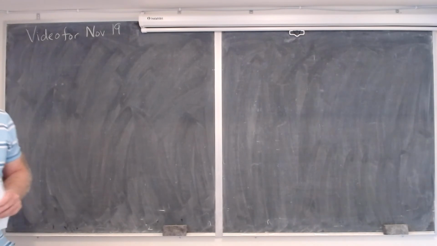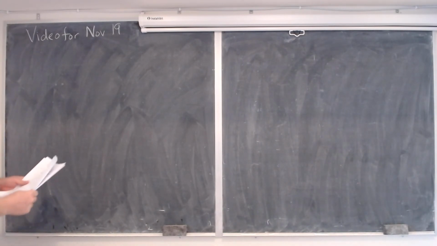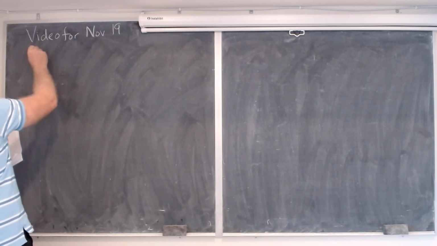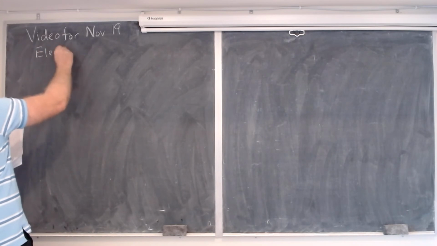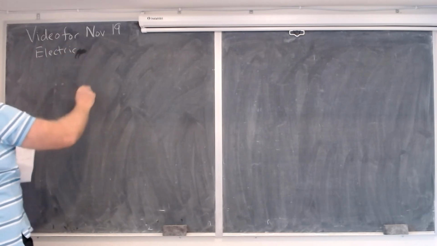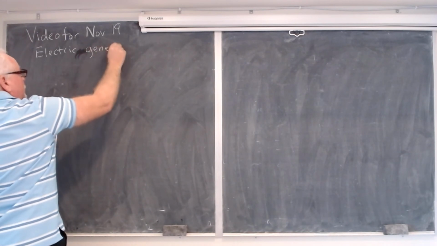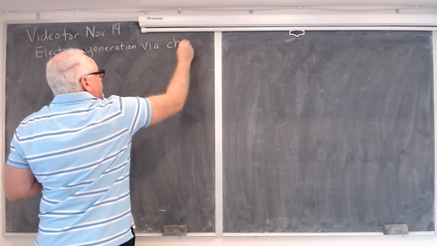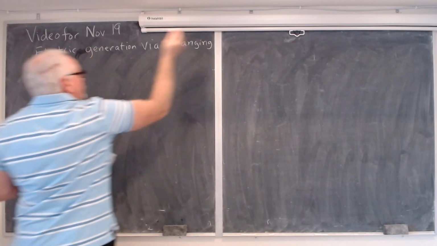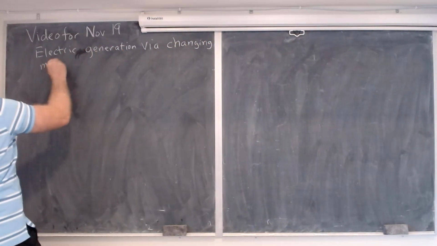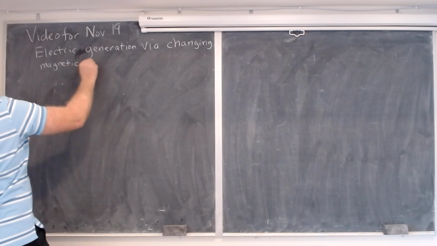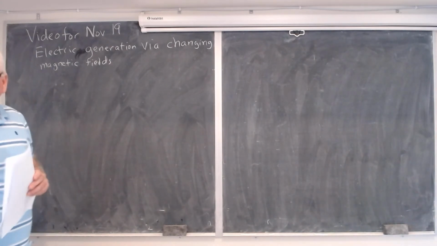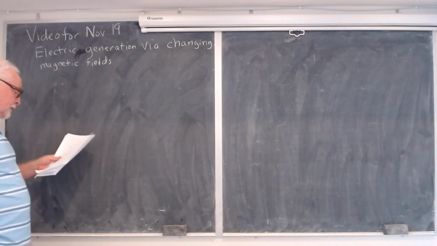And so we're continuing on electric power. Today we're going to start by going over electric generation: the changing magnetic field. And like all of electromagnetic theory, it started from observations.